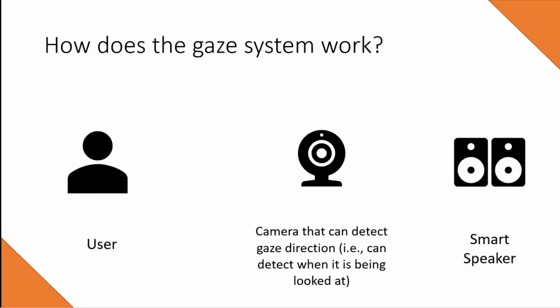What about gaze? We start with a similar setup to the voice privacy control, except that now we have a camera that can detect gaze direction to know when the user is looking at the smart speaker. If the user is looking away, the camera detects this and does not activate the smart speaker's microphones. If the user looks at the device, the camera unmutes the smart speaker's microphone.